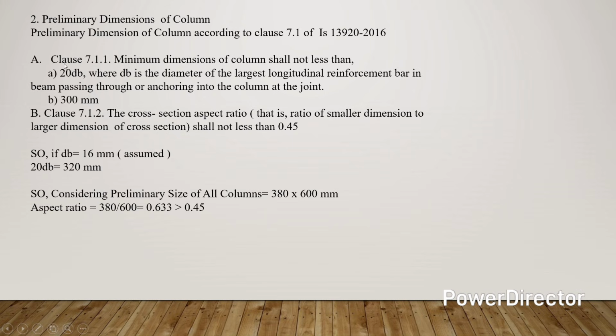So from all three points of clause 7.1 of IS 13920:2016, considering the preliminary size of the column, all columns I am considering as 380 into 600 mm. Here, if we consider the aspect ratio, we get 0.633, which is greater than 0.45, which is okay.